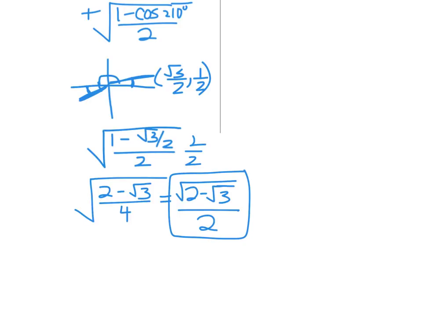Oh, good. All right, so 2 minus radical 3, all underneath the square root, which is kind of gross and ugly, but that's the answer.